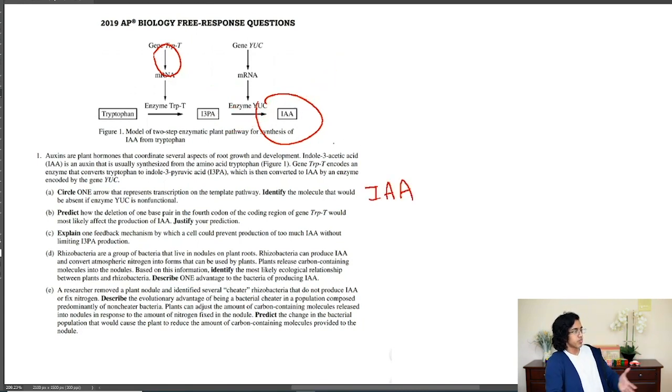Predict how the deletion of one base pair in the fourth codon of the coding region of the gene TRPT would most likely affect the production of IAA. Wait, what the heck? God dang it, I thought it was cool rapping, but it didn't work.